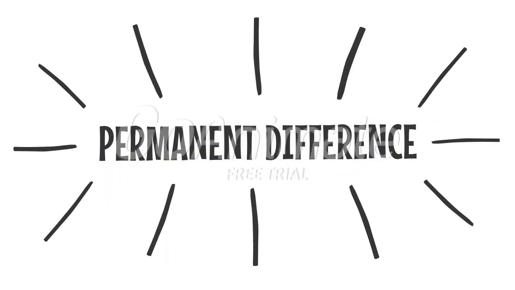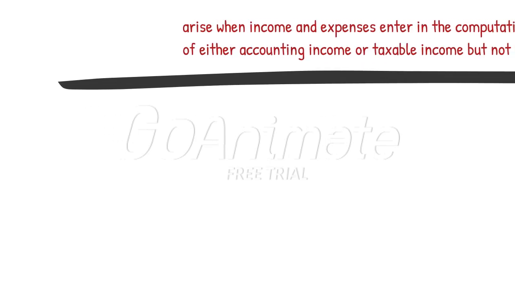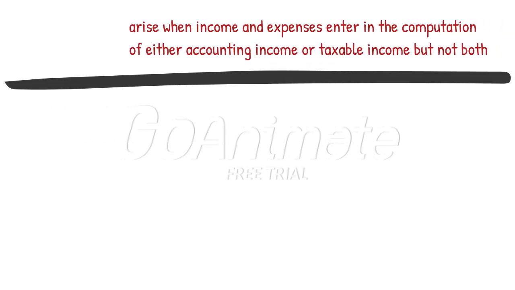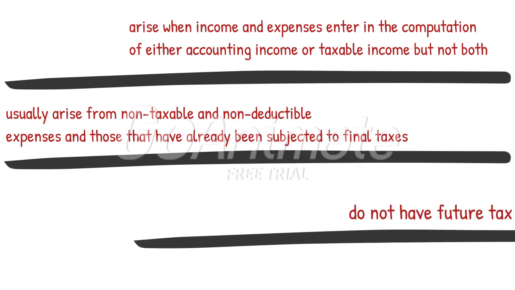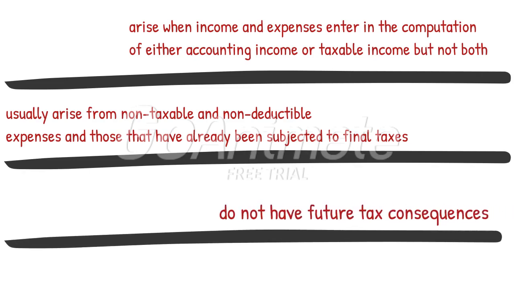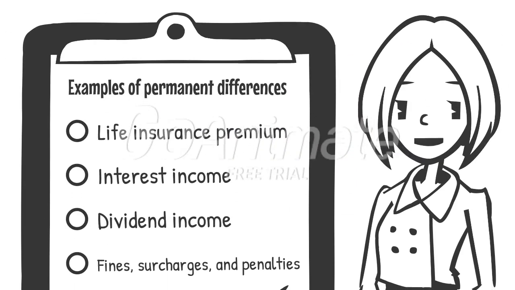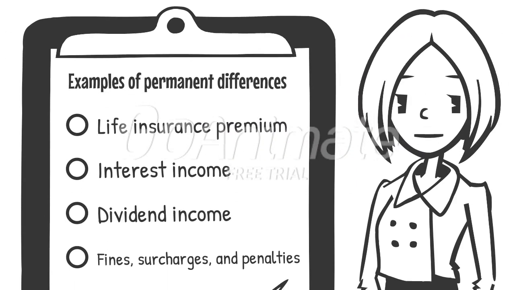Permanent differences arise when income and expenses enter in the computation of either accounting income or taxable income, but not both. They usually arise from non-taxable and non-deductible expenses, and those that have already been subjected to final taxes, and also, these do not have future tax consequences. Examples of permanent differences.